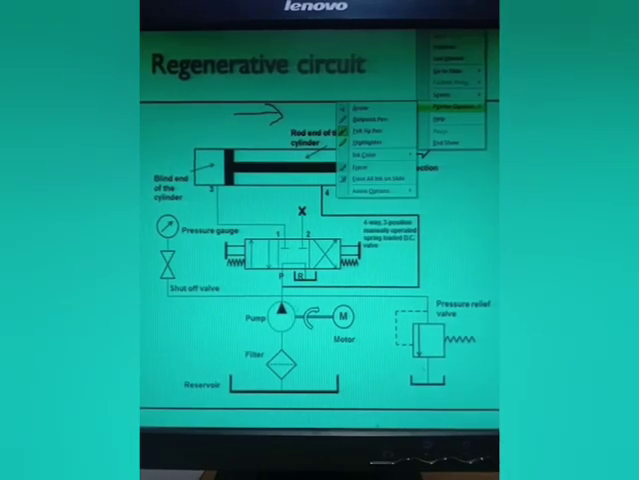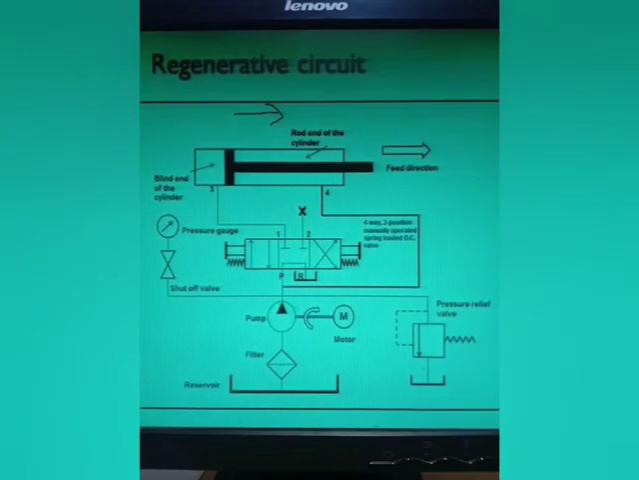So I am using this side oil for increasing the speed, and therefore this circuit is known as the regenerative hydraulic circuit. Understand? Now first, in the regenerative hydraulic circuit, what are the important components that we will see? This is the oil reservoir. From the oil reservoir, here is the filter where the oil is filtered. Then this is the power pack, that is the pump, and this pump is driven by the motor.